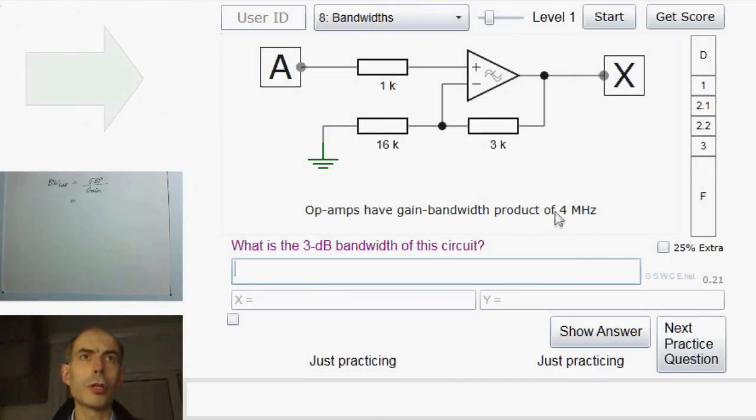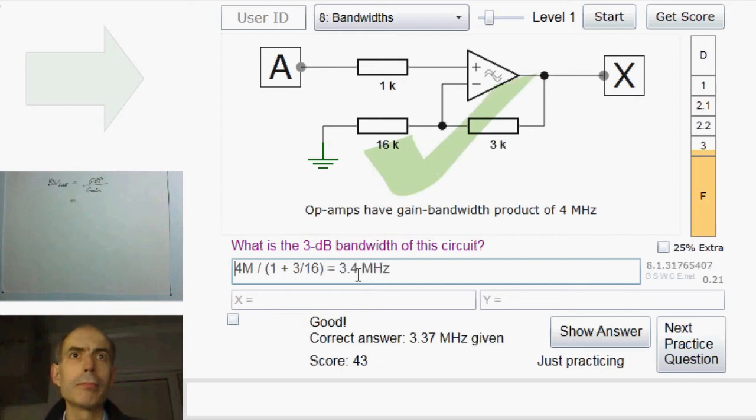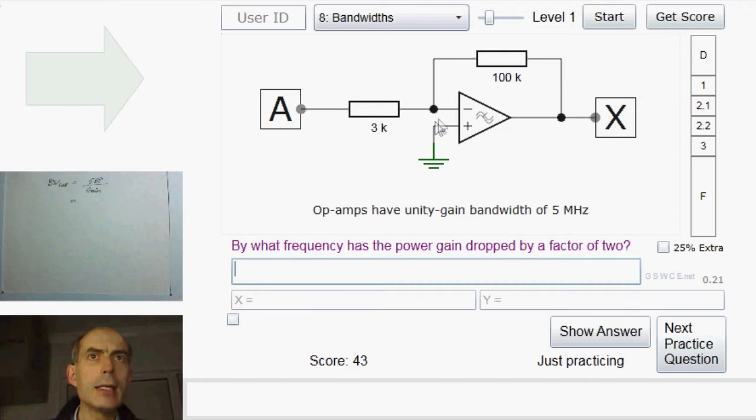Gain bandwidth product is 4 MHz, and the gain of a non-inverting amplifier is 1 plus the ratio of this feedback resistor to this resistor to ground, so that would be 1 plus 3 divided by 16. Again, I'm not bothering to type the K because it would cancel out anyway and it would just slow me down. Fine. Next. Here we have an inverting amplifier, and the question that we've been asked is slightly different.